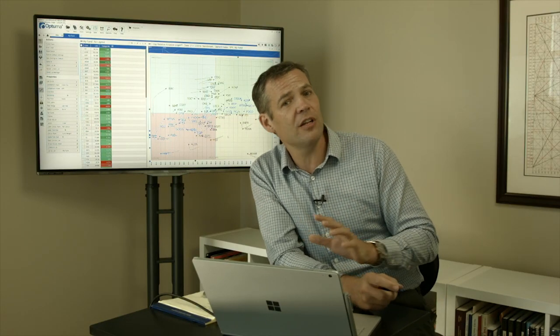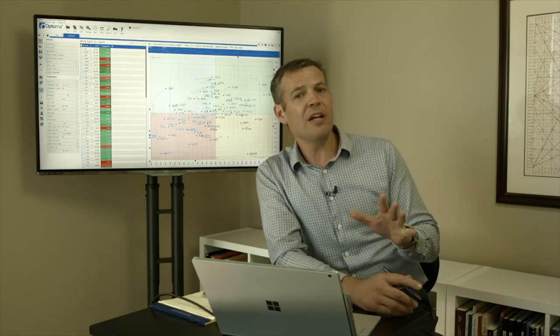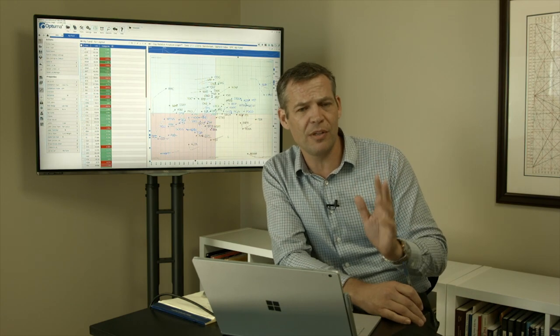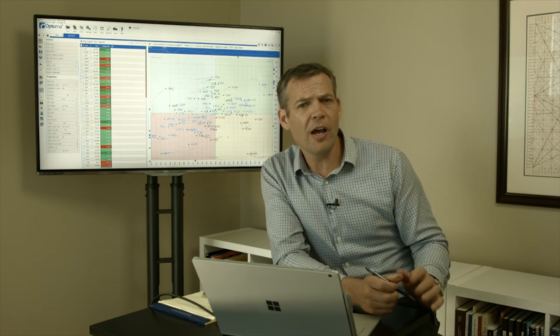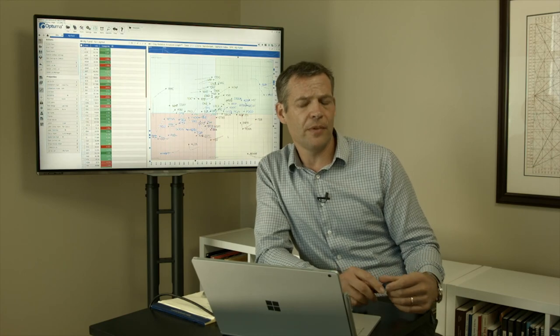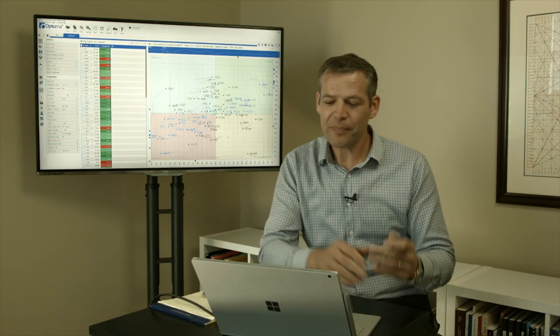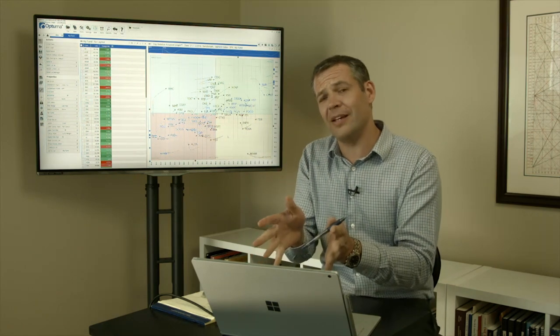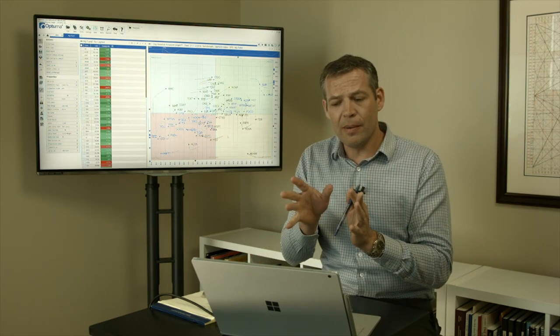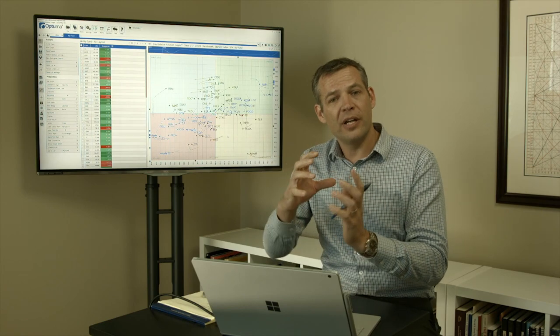So if you're very interested in this material, have a read of that. I think it's titled something like Buying Outperformers is Too Late. So do check that out for a little bit more on that whole theory. What I'm trying to do with this chart here is make sure that my portfolio is weighted towards that.